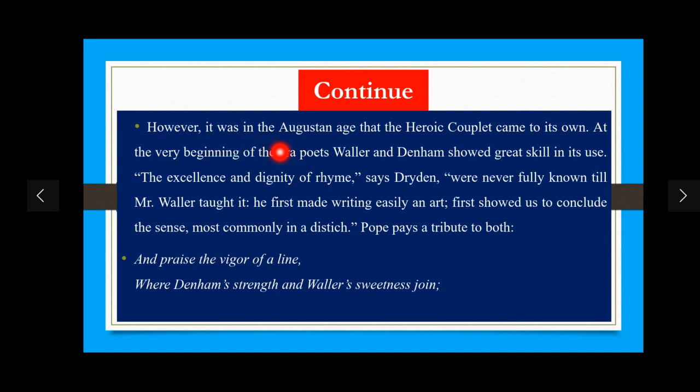However, it was in the Augustan age that the heroic couplet came into its own. At the very beginning of the era, poets Waller and Denham showed great skill in its use. The excellence and dignity of rhyme, says Dryden, were never fully known till Mr. Waller taught it. He first made writing easily an art and first showed us to conclude the sense most commonly in the distich. Pope pays a tribute to both: "And praise the easy vigor of a line, where Denham's strength and Waller's sweetness join."